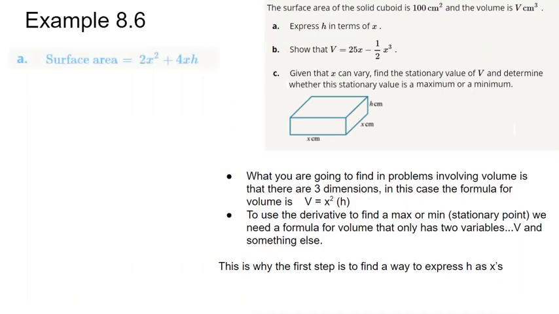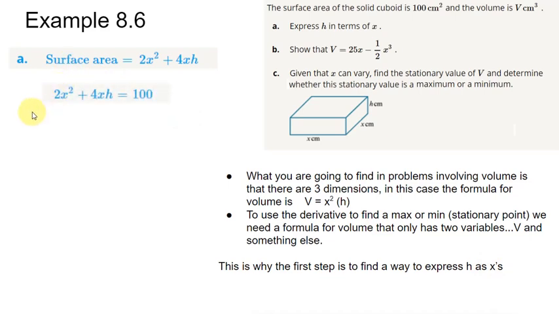All right, so let's go ahead and map out a strategy. What we're going to find in these kinds of problems is that it's got volume, so there are three dimensions. For example, in this case, the volume is going to equal x squared times h. Well, if we're going to find the derivative of an equation, it can only have two variables, input and output. So we're going to have to rewrite this so it only has x's. You'll notice how they gave us surface area in the very beginning. We're going to use this.